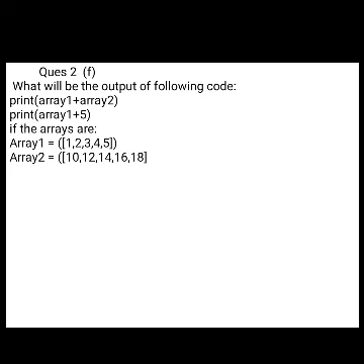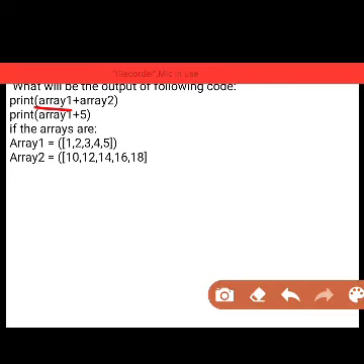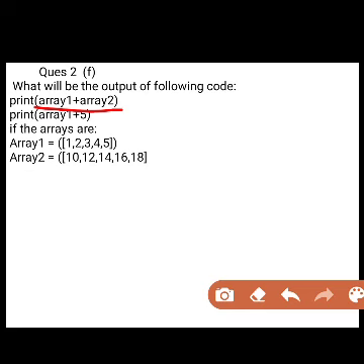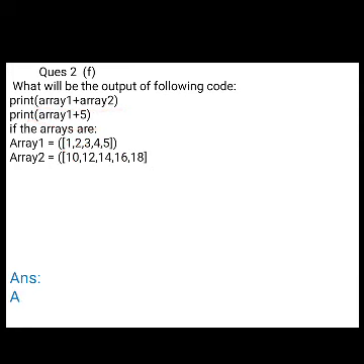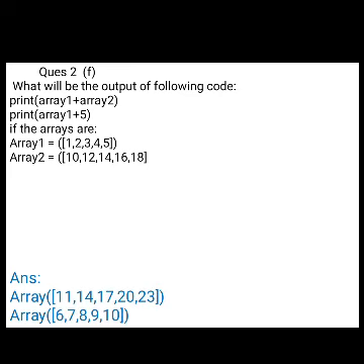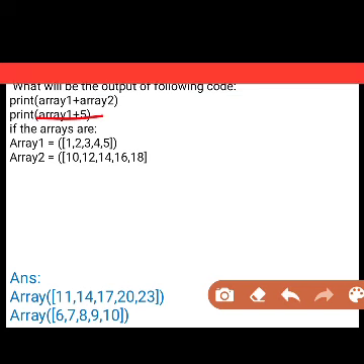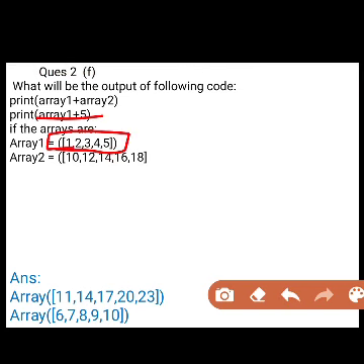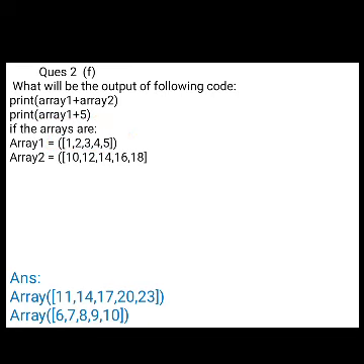Next question, what will be the output of the following code? You have to print array 1 plus array 2 and array 1 plus 5, and these are the arrays given. So students, you have to add them element-wise, means 1 will be added with 10, 2 with 12, 3 with 14, 4 with 16 and 5 with 18, and the answer will be 11, 14, 17, 20 and 23. After that you have to print array 1 plus 5. This is the array 1. You will add 5 to each element and the answer will be 6, 7, 8, 9 and 10.